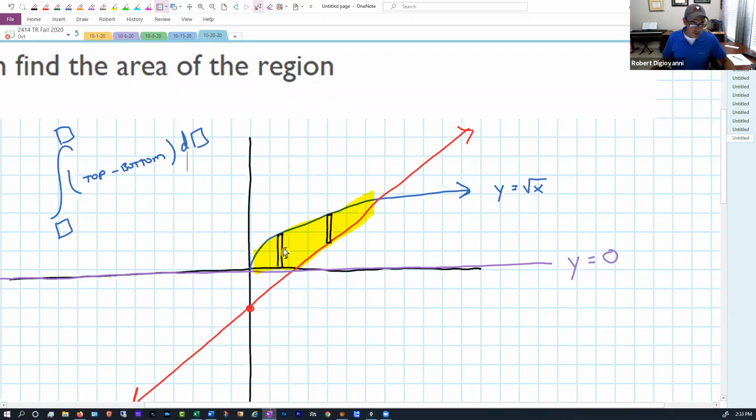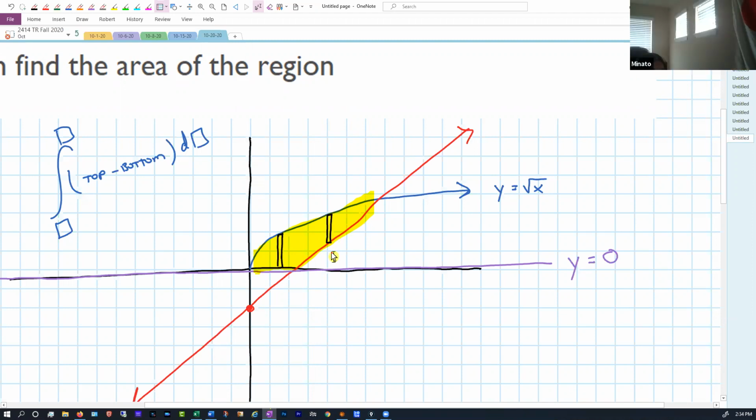Look at this first rectangle. What's the top function? The blue one, square root of x. What's the bottom function? The purple one. But this rectangle, it's different. The top is the blue, but the bottom is the red.